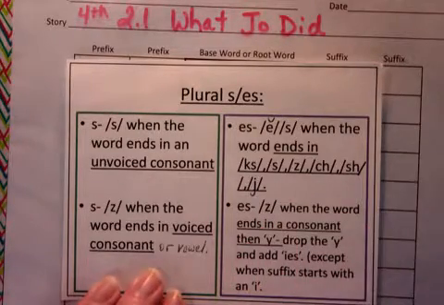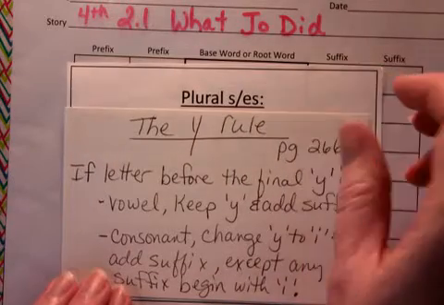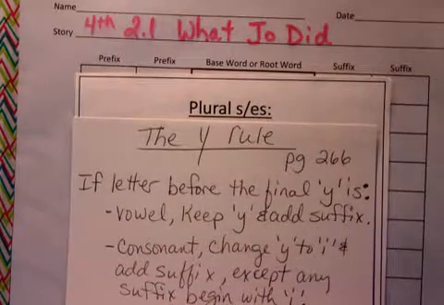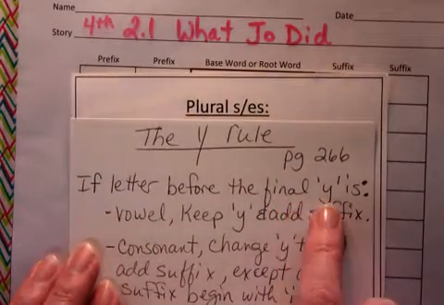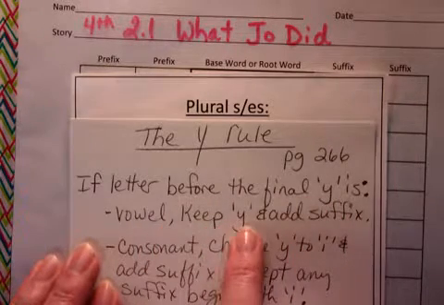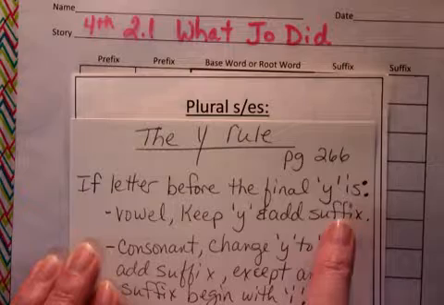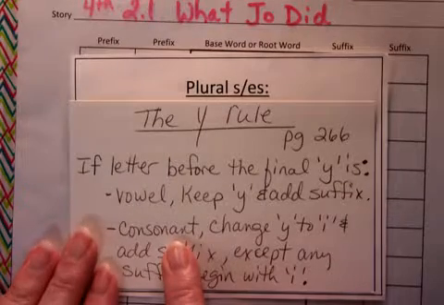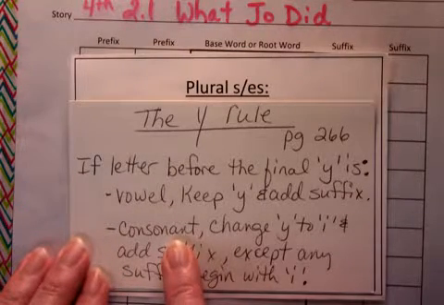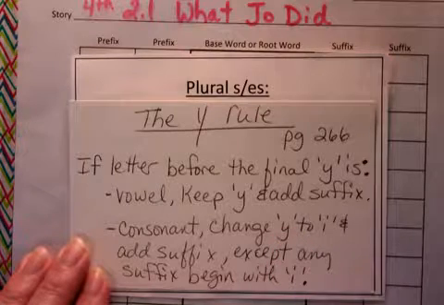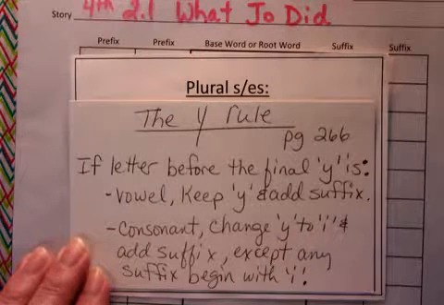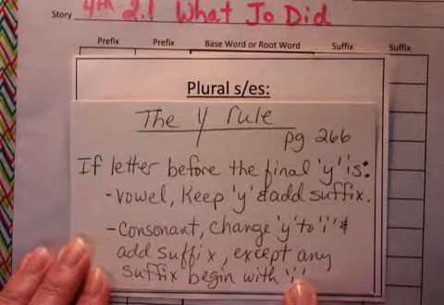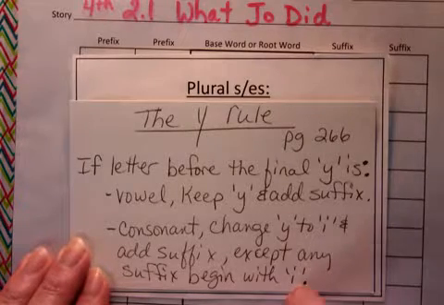There's actually two different rules for the Y. Let me show you that. The Y rule is on page 266 of the Phoneme Grapheme Mapping book. If the letter before the final Y is a vowel, you will keep the Y and then add the suffix. The suffix is the ending, or the plural S or ES. If the word ends with a consonant and then the final Y, you will change the Y to an I and add ES, except for when the suffix begins with an I, like an ing. But we're not dealing with any INGs. It's all plural S and ES.